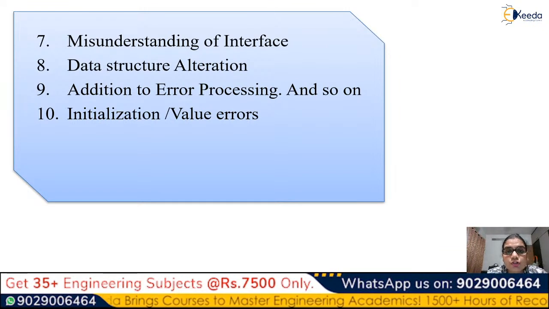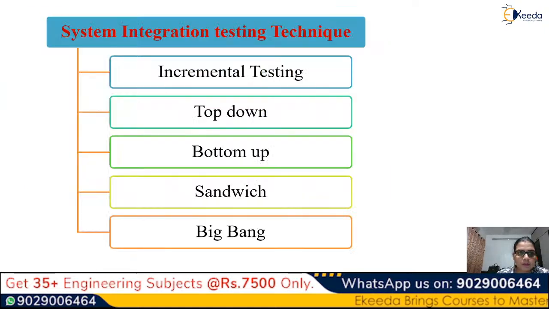Also misunderstanding of the interface. Data structure alteration, if I don't use a proper data structure to hold my values and variables. Because of testing, you need to understand the basic level of your coding and your language. And initialization or value errors: if I write integer a is equal to 5, and then I put character values in a, that doesn't make any sense, because I'm defining an integer and writing a character. That will give me an error.